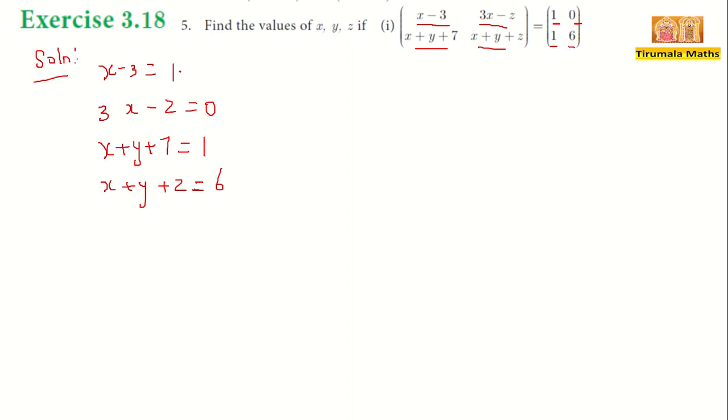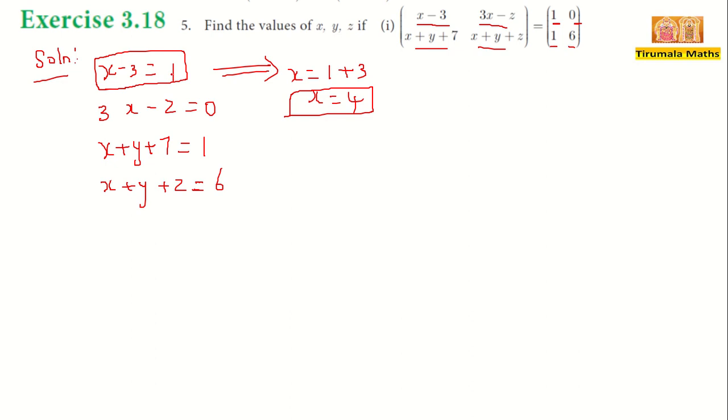Now, from the first term we can find the value of x. x minus 3 equal to 1, so x equals 1 plus 3. The minus 3 goes to the right side and becomes plus 3. So 1 plus 3 is 4. Therefore x is equal to 4.